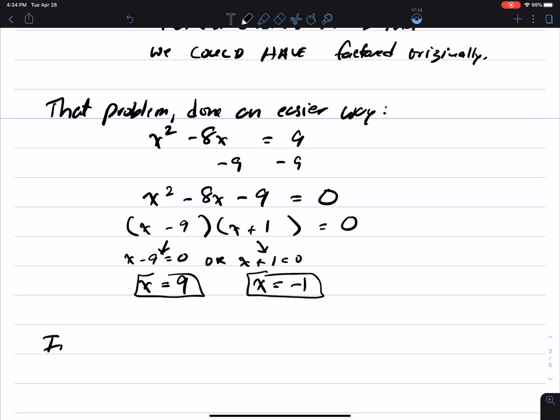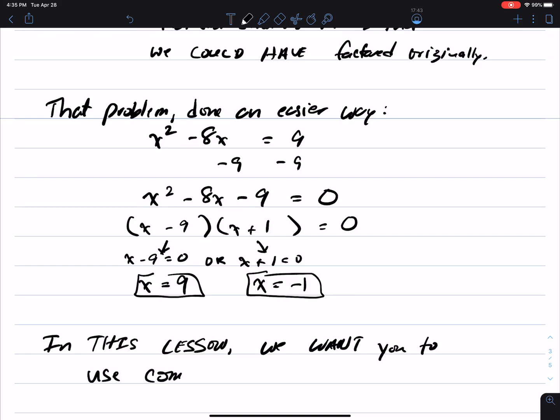But I'm just going to emphasize that in this lesson, we want you, oops, nice spelling, Shanley, that was great. Oops, nice erase, there we go. Getting the hang of it. So brand new Apple Pencil, iPad, got all the toys. Now we want you to use completing the square.